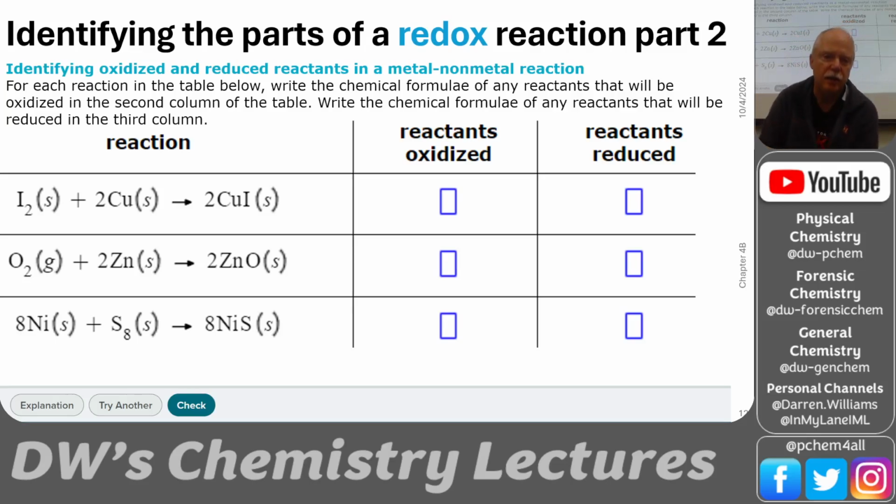Okay, so let's move on. These are combinations. For each reaction in the table below, write the chemical formula of any reactants that will be oxidized, and in the second column, reduced. Okay, so let's do our oxidation numbers. We have 0 on the left, 0 on the right, but then for each of our reactants, we end up over here with an iodine minus and a copper plus.